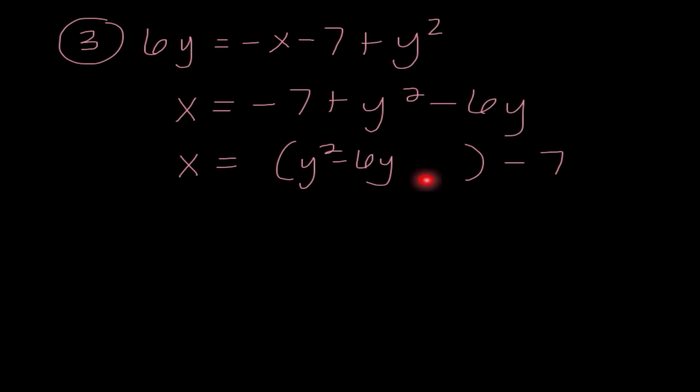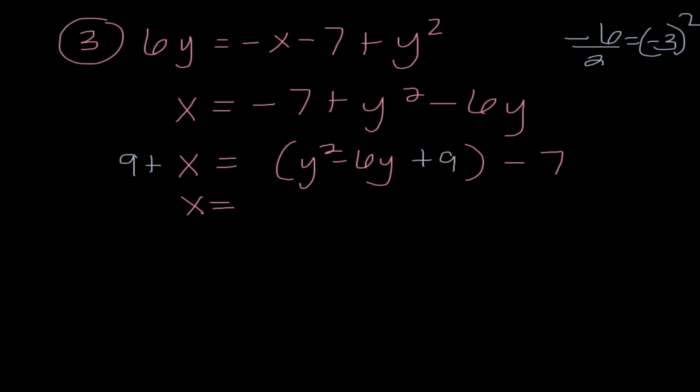So then I need to figure out what we are going to add to make this into a perfect square trinomial. I'm going to take negative 6, divide it by 2, which is negative 3, and square it. So if I'm adding 9 to one side, I also have to add 9 to the other side. So I get x equals, when I factor this, y minus 3 squared. When I subtract 9 over, I get minus 16.